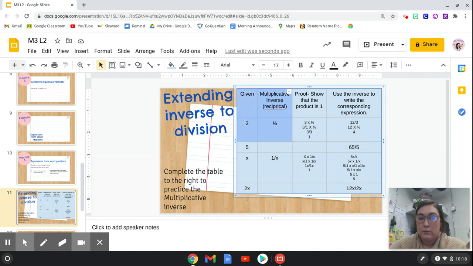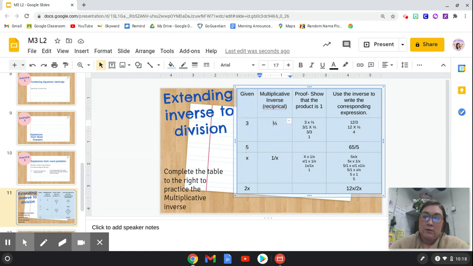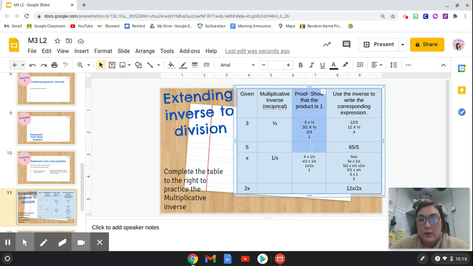So 3 over 1 is now 1 over 3. 5 is going to be what? x is now 1 over x. So what's 2x going to be? Once you find those reciprocals, you're going to prove that the product is 1.